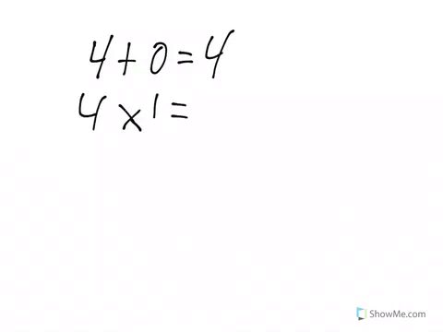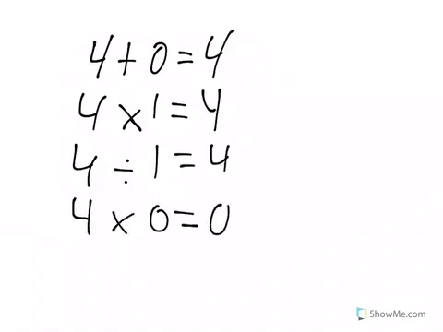Okay, let's do this here. I say 4 plus 0 equals 4. Is that true or false? It is true, right? 4 times 1 equals 4 is true. 4 divided by 1 equals 4. That is true. 4 times 0 equals 0. That's true. Any number times 0 is 0, right? 1 divided by 4 is 1/4. That is true. So these are all true statements.